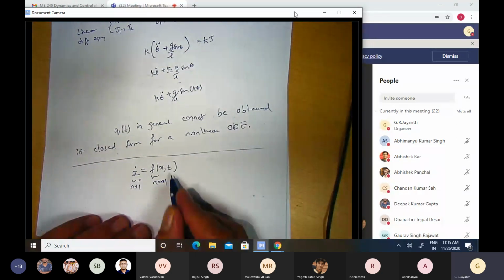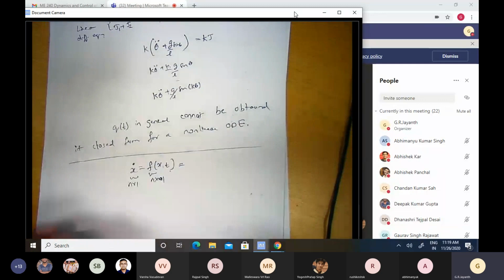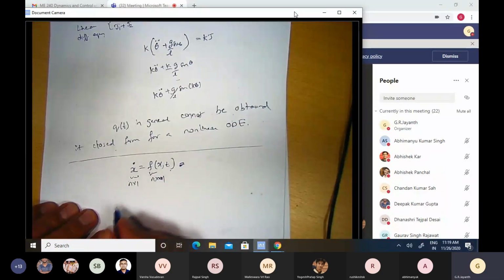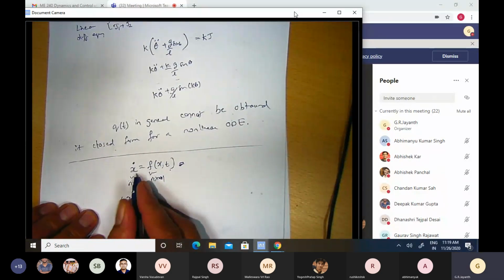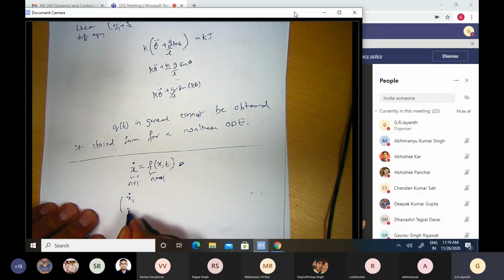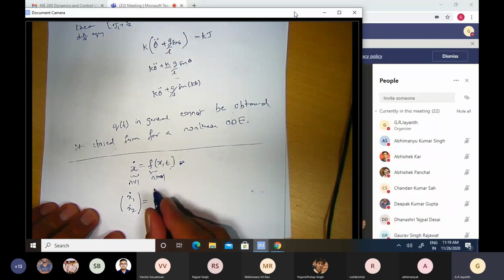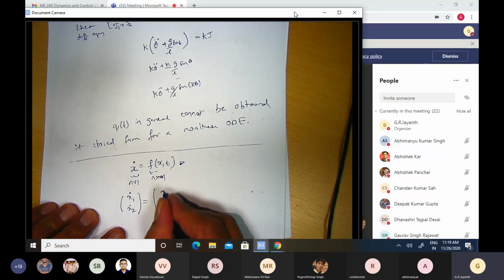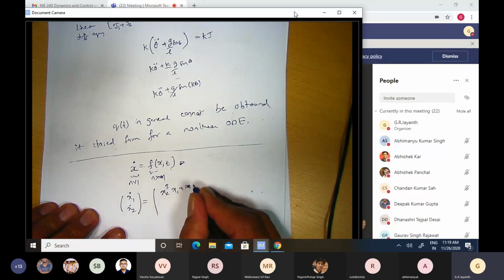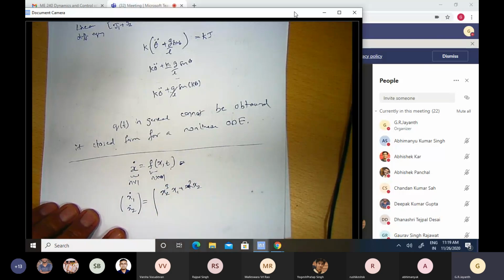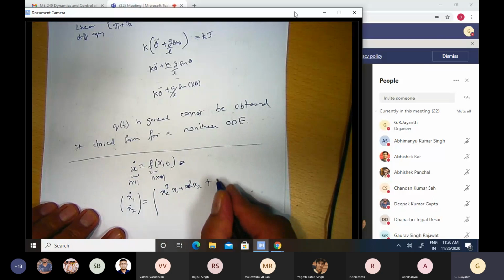Okay, for example, f of x comma t, what can that form be? Let us take one simple example. X can be a vector, right? So let us take just a 2 by 1 vector, x1 dot, x2 dot. Okay, I can have x1 dot to be equal to x2 cube, x1 plus x3, plus something else, 2 times x2 or whatever. Plus, I can also have a forcing term. I can also have tau in it.